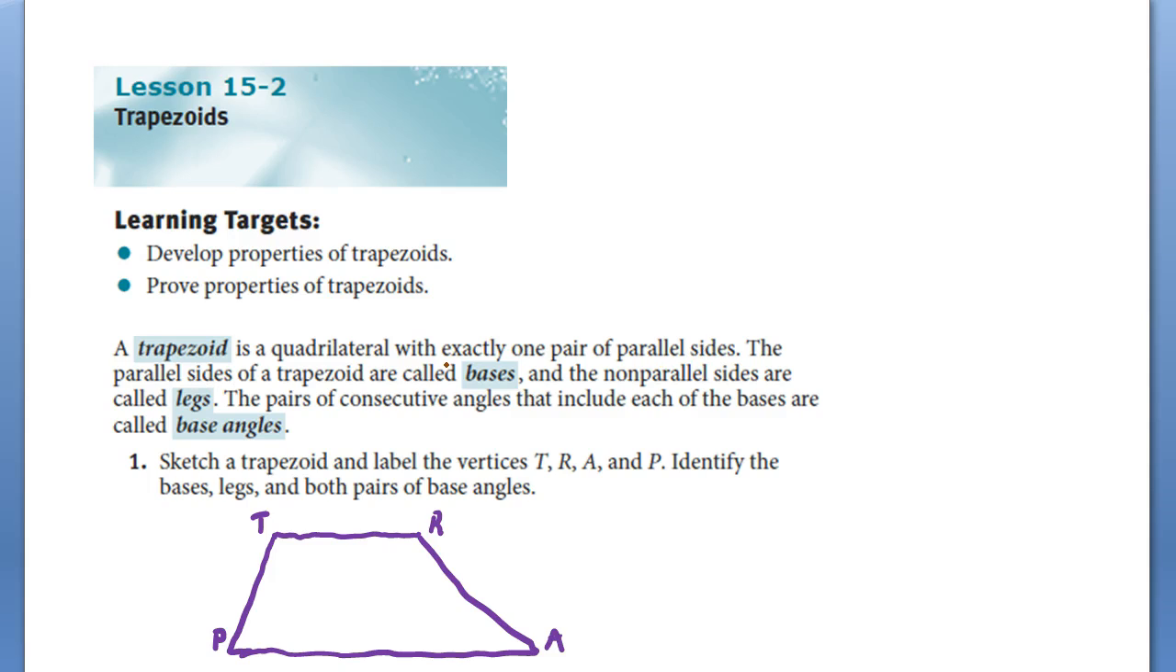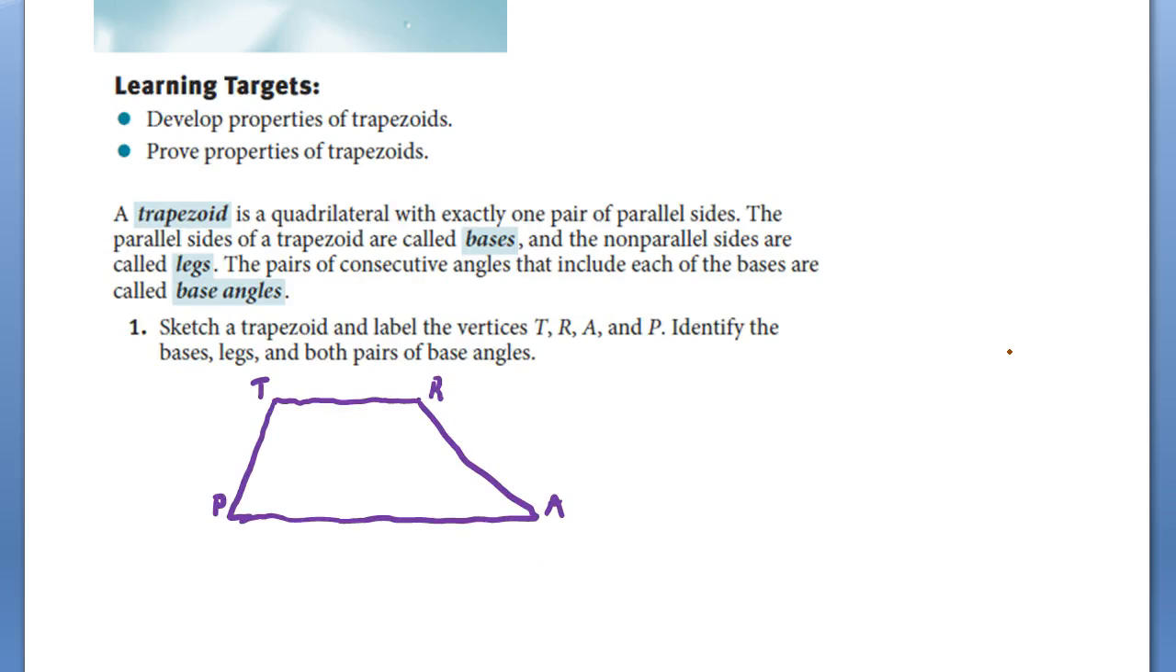The parallel sides are called bases, and the non-parallel sides are called legs. The pairs of consecutive angles that include each base are called the base angles. So number one, sketch trapezoid TRAP, and identify the bases, legs, and pairs of base angles.